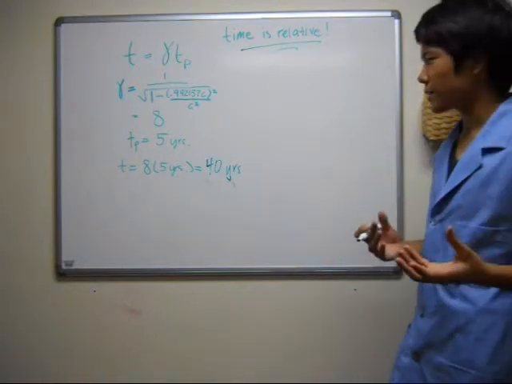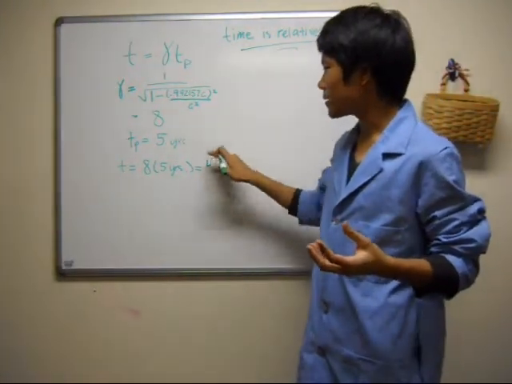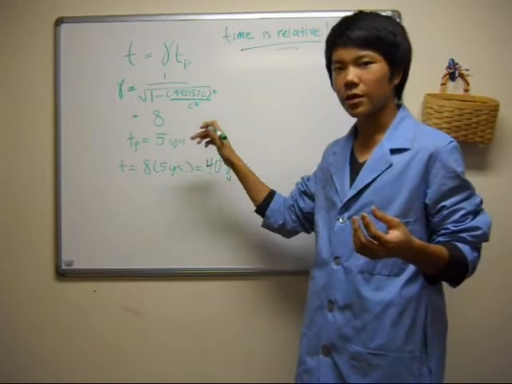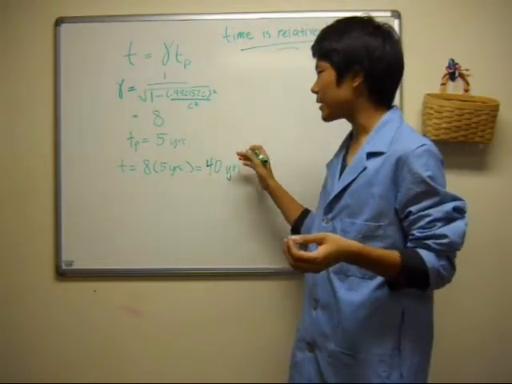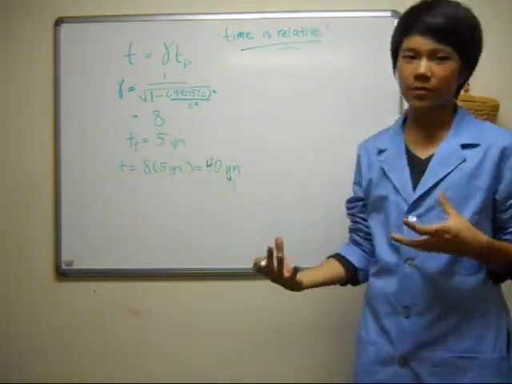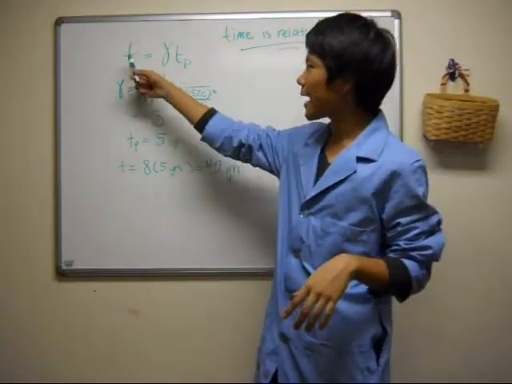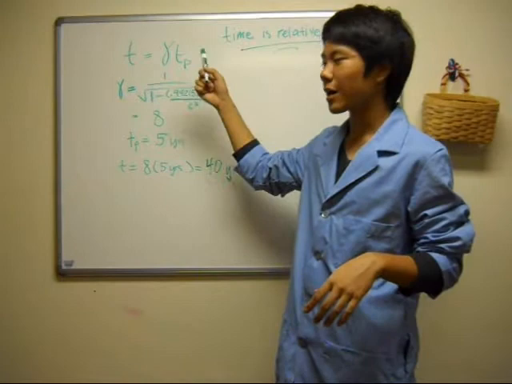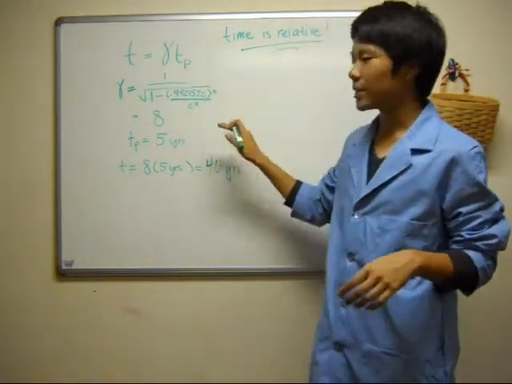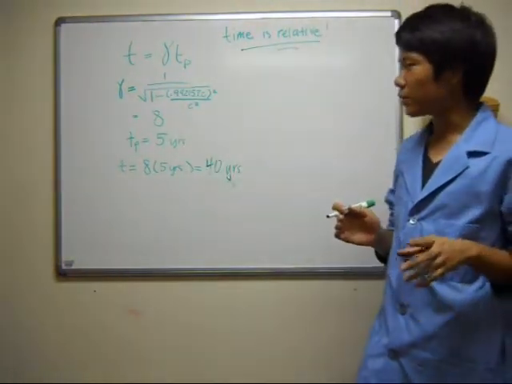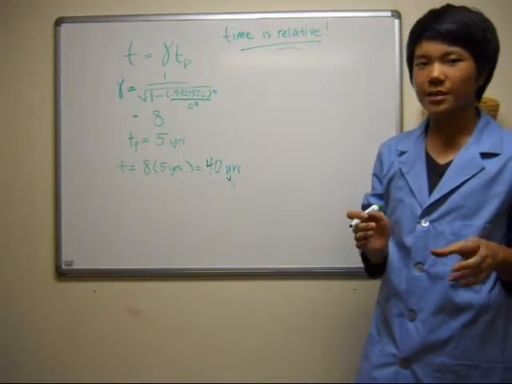So I think what you're asking for is how do we find the amount of time it takes him to come back to Earth in your reference frame, given that it takes 5 years for him to come back in his reference frame. To do this, we only need one simple equation: time is equal to gamma times the proper time.